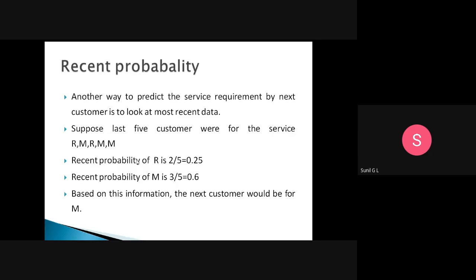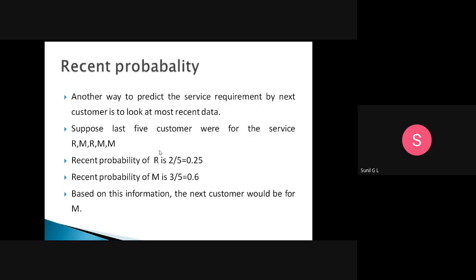Then the recent probability of R, that is haircut, is 2 members divided by 5, that is 0.4. The recent probability of manicure and pedicure: 3 members have taken it, 3 divided by the total number of customers 5, so it will be 0.6. Based on this information, the next customer would be manicure and pedicure, based on recent probability. Based on prior probability, it will be haircut.